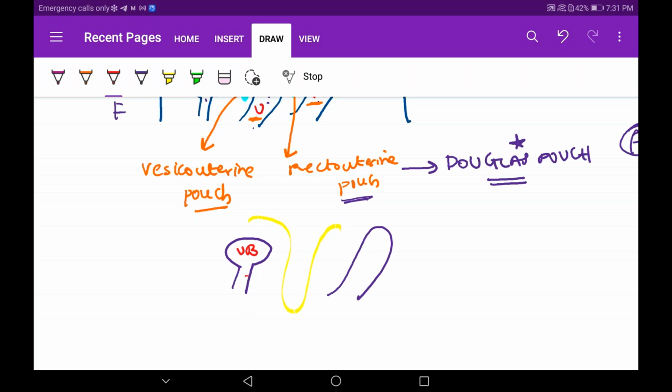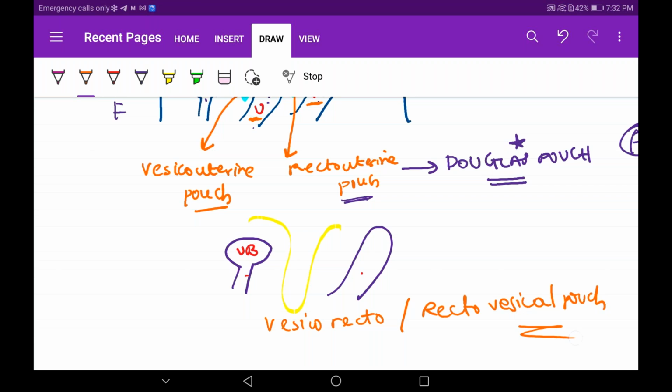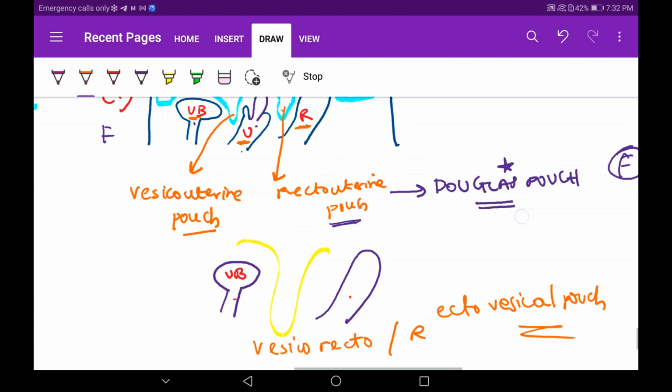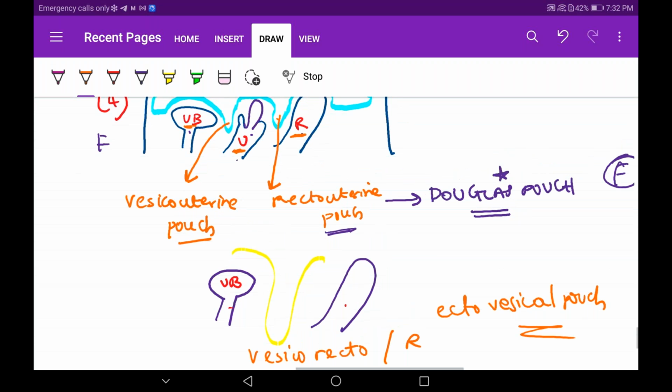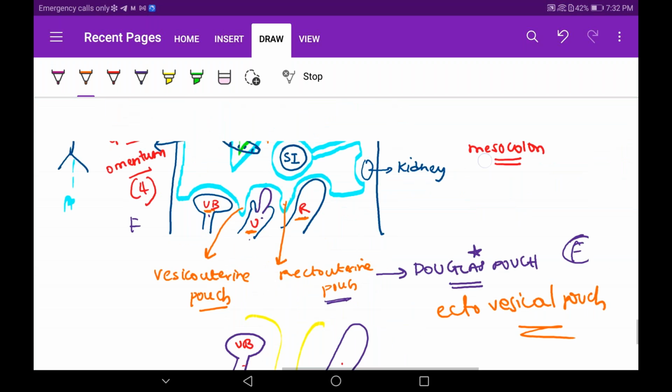So this pouch will be named as vesico-uterine. Vesico, not uterine. Vesico-rectal or rectovesical pouch. Rectovesical pouch in males. I think you have understood till here. You have understood the pouches, the mesocolon, the omentums. Understood meaning you have understood the labelings, where it is present and how it is there. If you have understood, it's great.